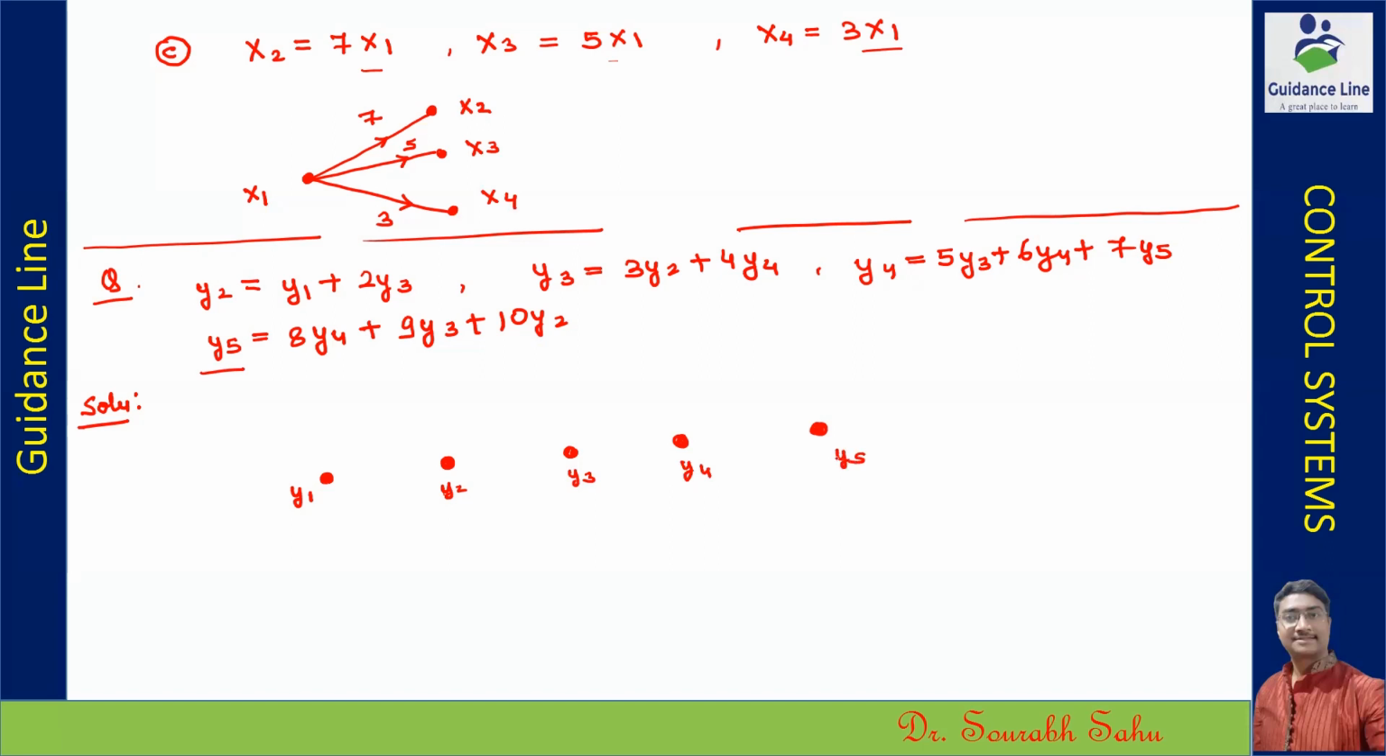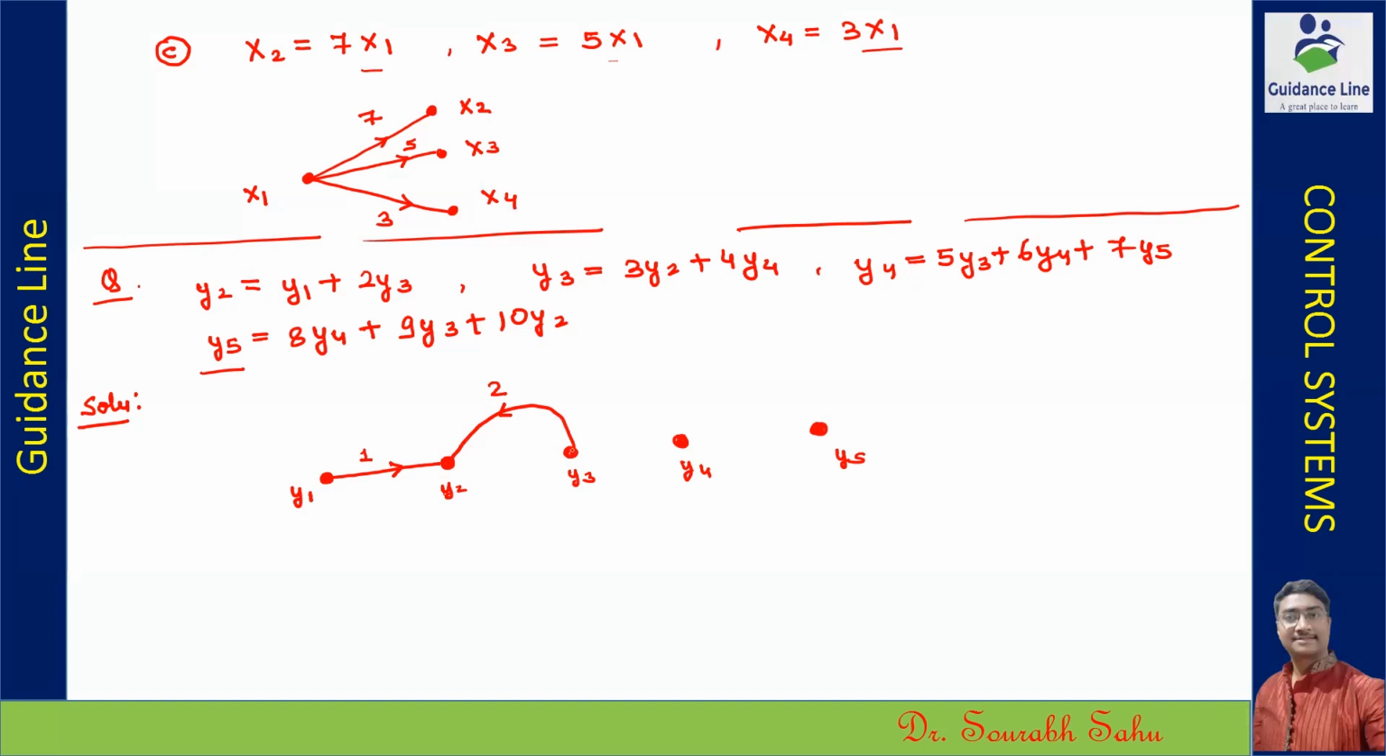Now we have the equation of y2, which shows y1 plus 2y3. So I simply attach y1 with y2, and we do not have any forward gain over here, so I simply multiply with 1. Apart from that, y2 is associated with a y3 component. This y3 is after y2, so I make a connection in this format and multiply again by 2 over here. So y2 can be represented as y1 plus 2y3.